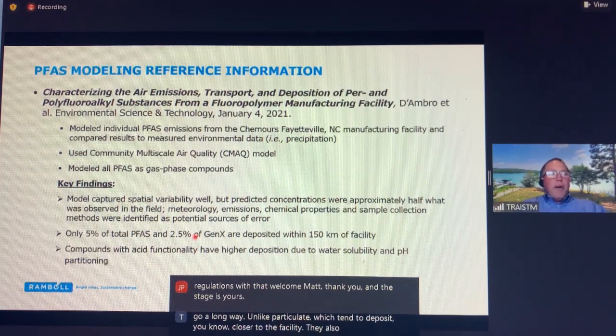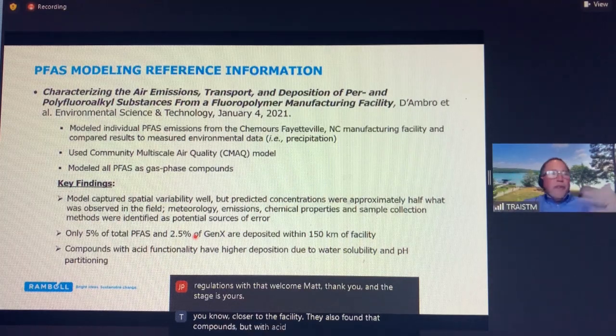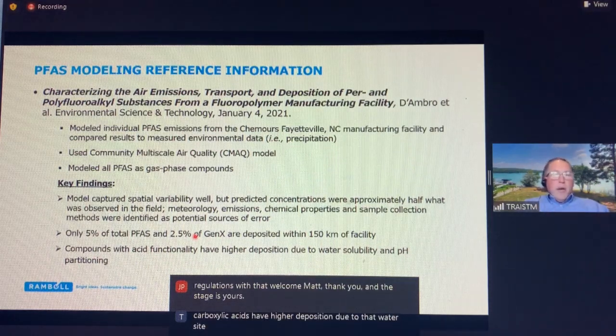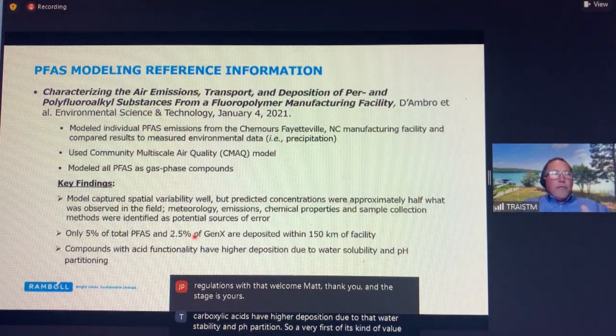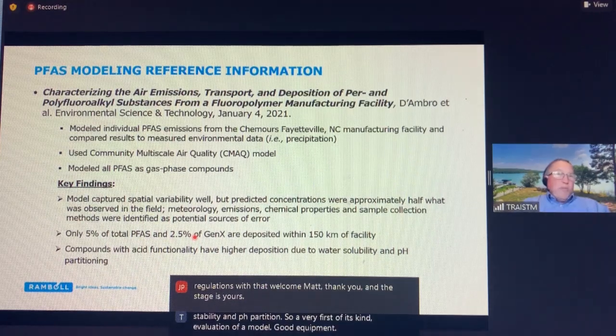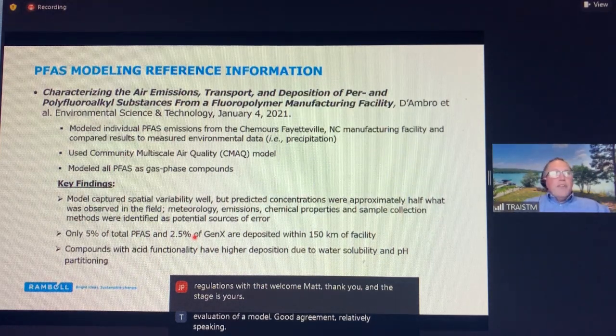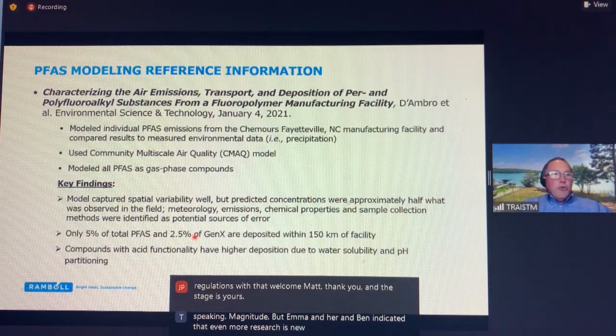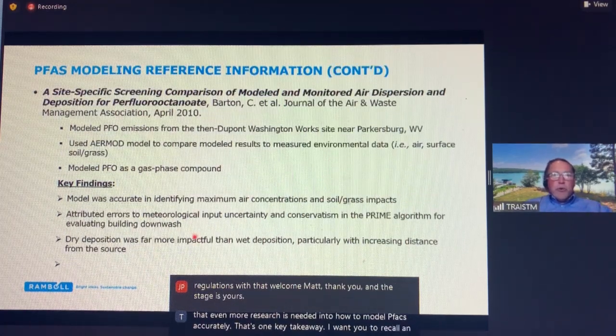They also found that compounds with acid groups, the PFOAs, for instance, carboxylic acids, have higher deposition due to water solubility and pH partitioning. So this was a very first-of-its-kind evaluation of a model, with good agreement, relatively speaking, at least within an order of magnitude. But Emma and Ben indicated that even more research is needed into how to model PFAS accurately. That's one key takeaway I want you to recall when we get to the conclusions.